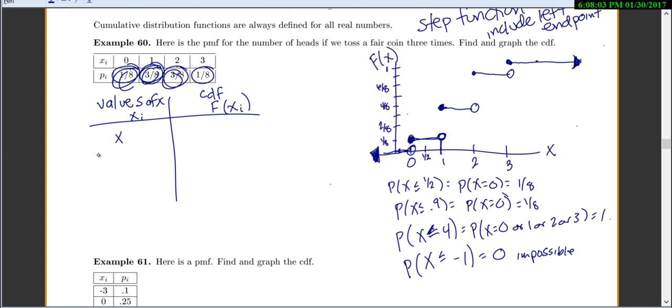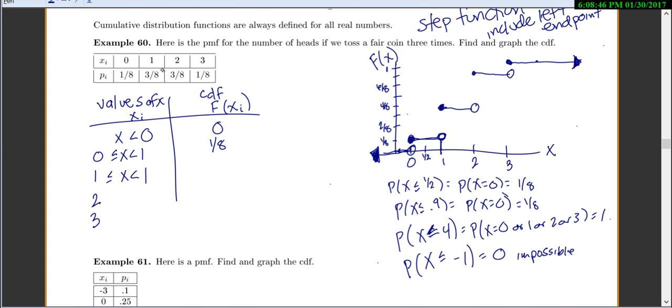Okay. So sometimes I go through and write, what are my actual specific x values I'm interested in? I have a 0, a 1, a 2, or a 3. Well, for x less than 0, I just got a value of 0. But for x between 0 and 1, notice 0 is included and 1 is not, I get 1/8. Okay? Because at 0, I have a 1/8 probability.